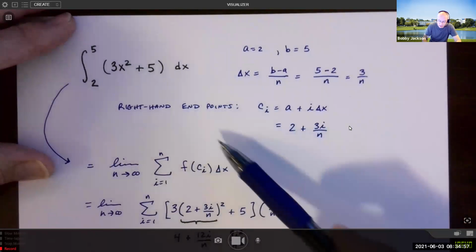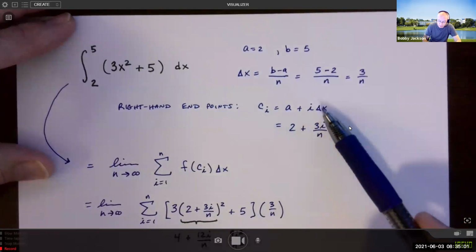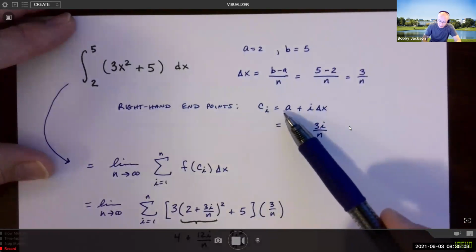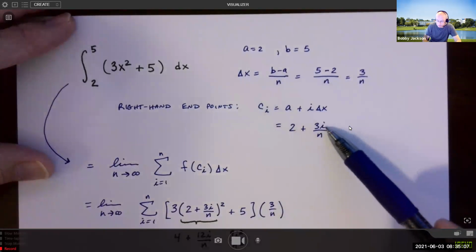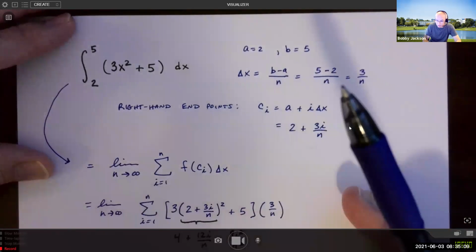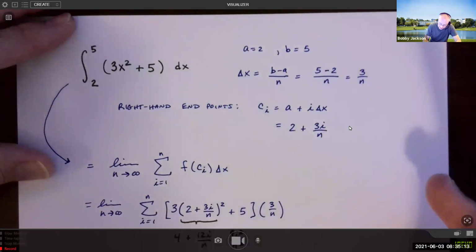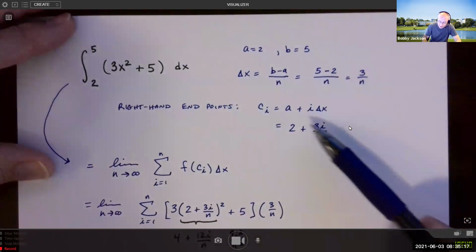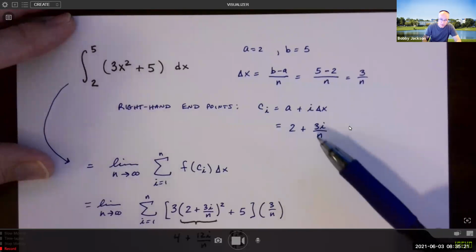The right-hand endpoints will be a plus i delta x. So when i is 1, we're going to get a, which is 2, of course, here, plus 1 delta x, which gives us that right-hand endpoint for the first interval, plus 2 delta x will give us that second interval right-hand endpoint, and so on all the way through as i goes from 1 to n. So this is the expression we need.